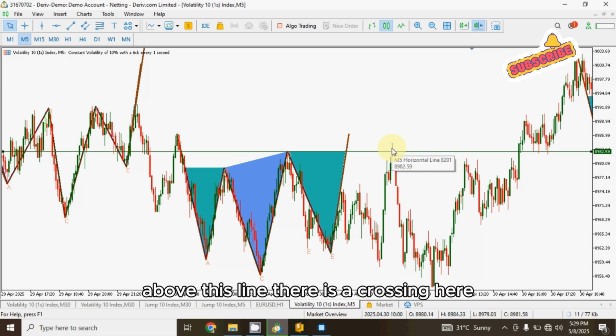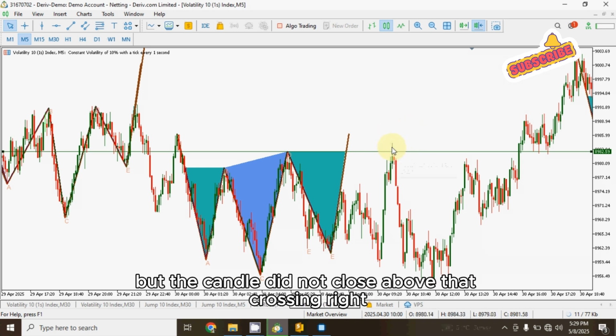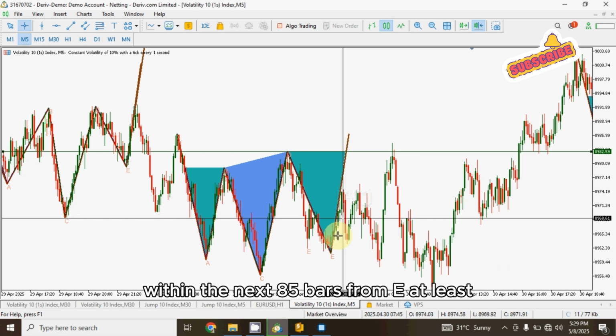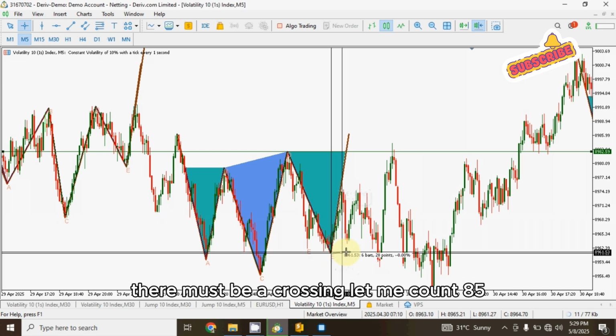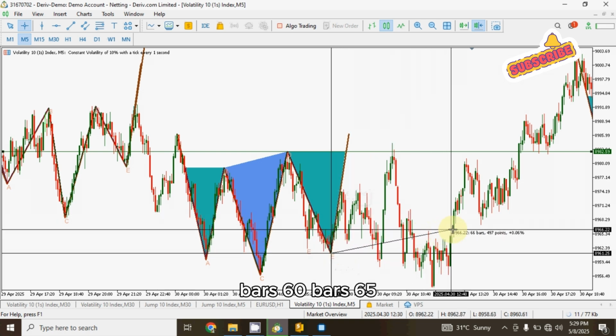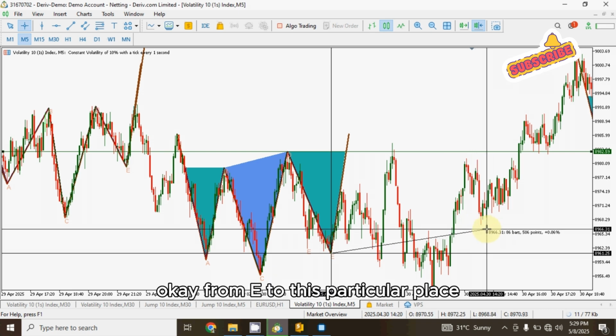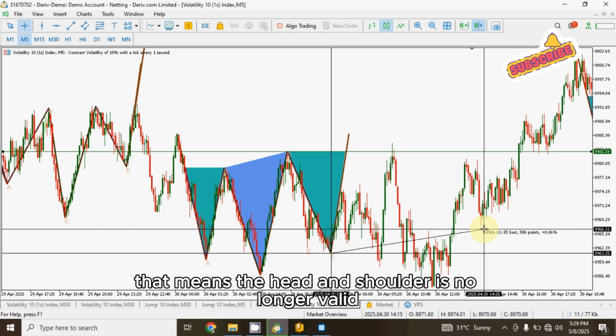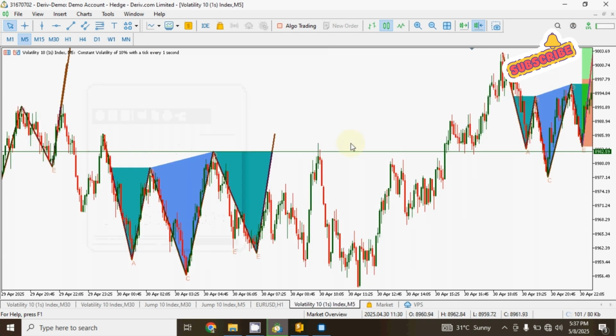We are waiting for a candle to cross and close above this line. There is a crossing here, but the candle did not close above that crossing, right? Which means within the next 85 bars from E, at least there must be a crossing. Let me count 85 bars. Okay. From E to this particular place, we have 85 bars. We did not get any candle that crossed and closed above D. That means the head and shoulder is no longer valid.